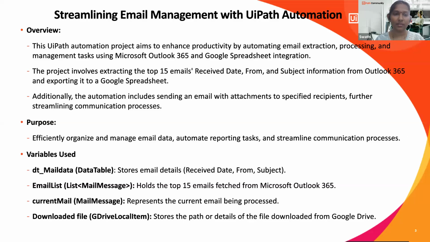First, connect our Microsoft 365 Outlook to UiPath and get the top 15 emails. From those emails, I want to extract some information like subject, date, and from. After that, whatever the extracted data is, we should enter into a spreadsheet. After entering it into the spreadsheet, we have to send that spreadsheet to another email ID. Now let's check how we can do that.